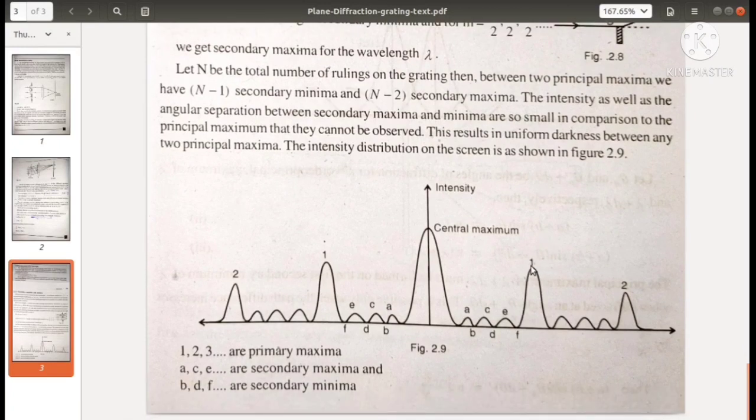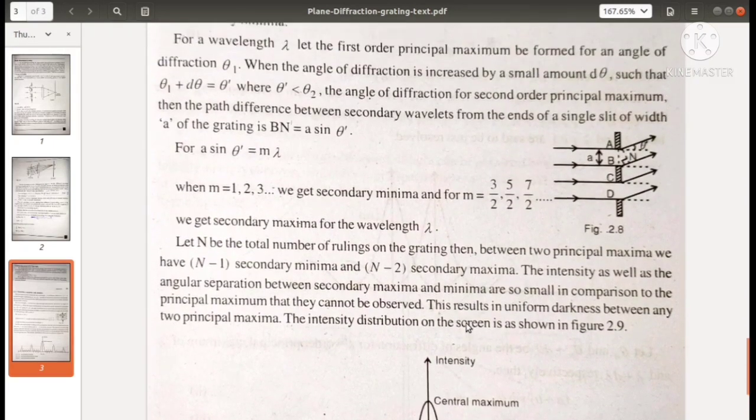This is the first order principal maxima, second order principal maxima, and similarly on either sides of the central bright point. In between these principal maximas, you can see other maximas and minimas. These are called secondary maximas and secondary minimas. How these secondary maximas and minimas are produced, we can check.